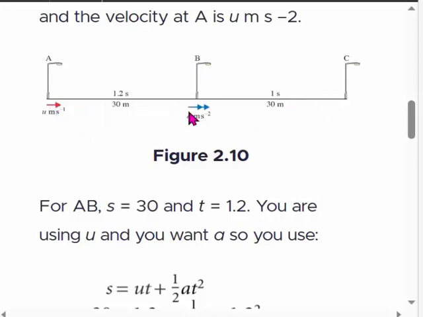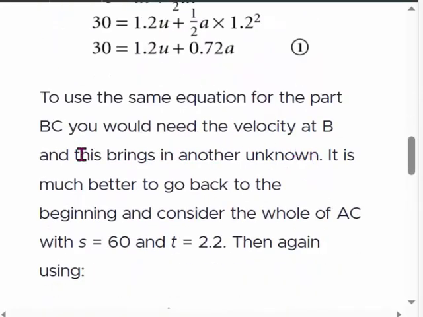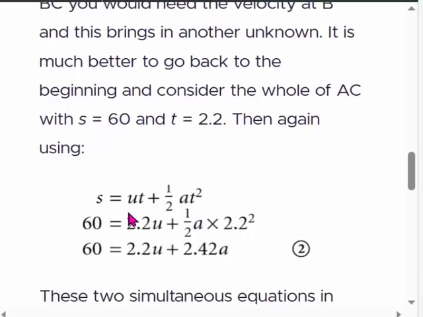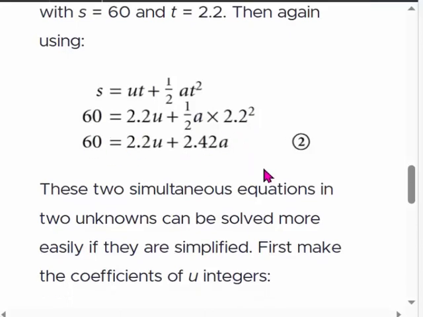So therefore we can apply s equals ut plus half at squared from A to C. Then we have a distance of 30 plus 30, 60 meters, and a time of 1.2 seconds plus 1 second, 2.2 seconds. So instead of using B to C, it is much better to go back to the beginning and consider the whole of AC, which is s equal to 60, t equal to 2.2. Then again using s equals ut plus half at squared, u is unknown, a is unknown, and t is 2.2 squared. After simplification we get the second equation.